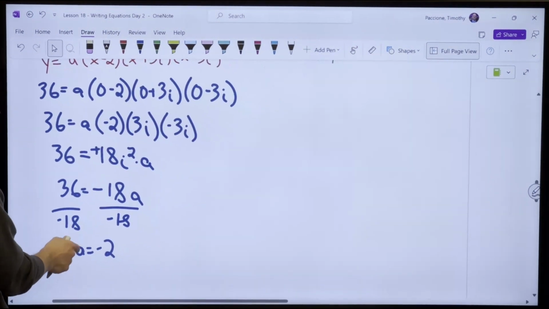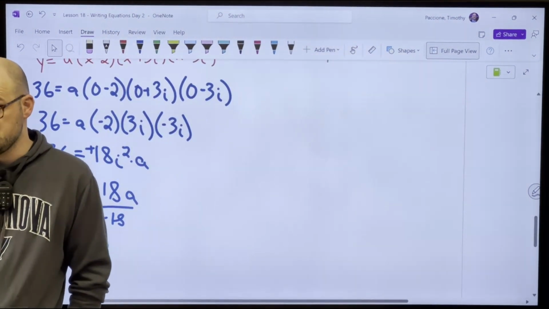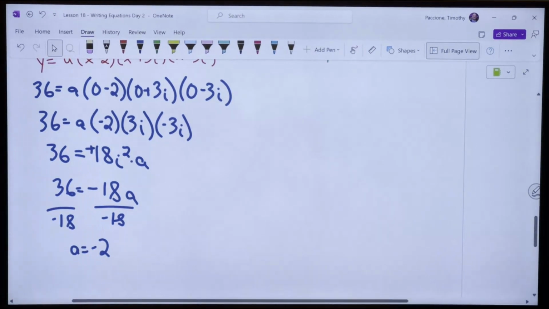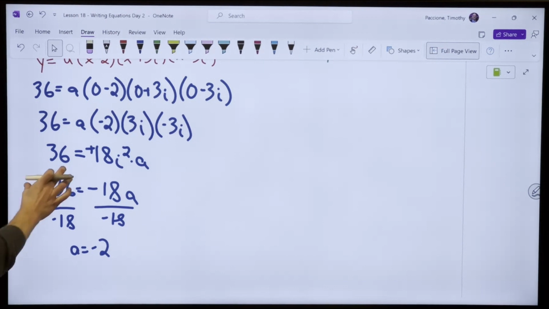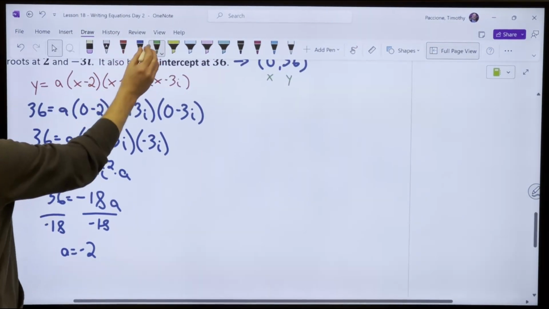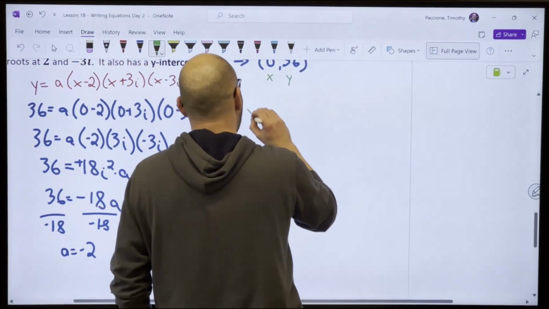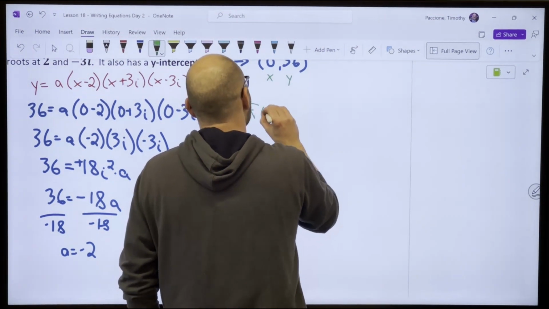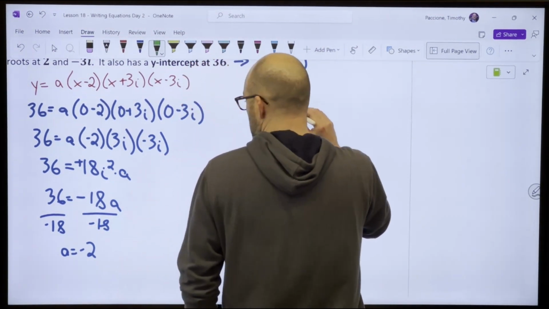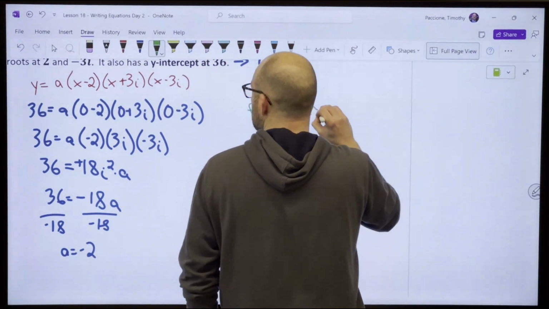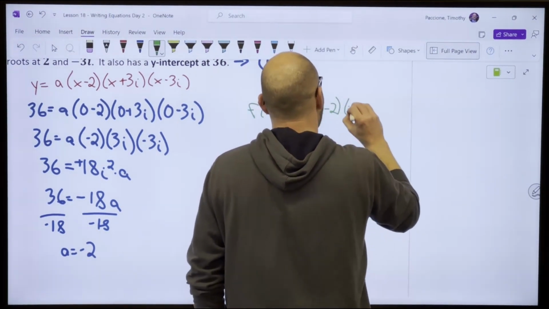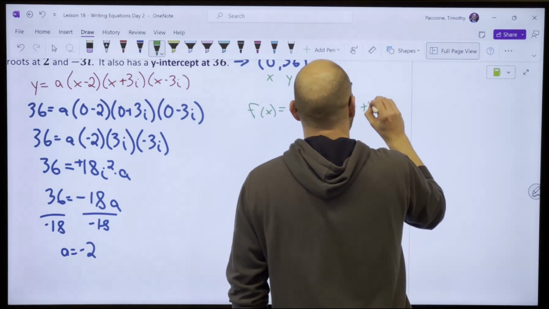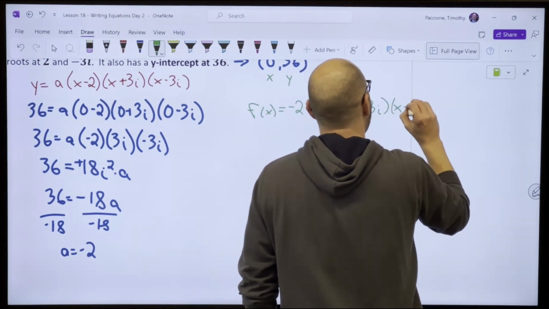Okay, so this is where mistake number 1 happens, where we do all this really good work and we feel really good and we move on to the next problem. I did not ask you to find a. That was not the problem. I wanted you to write an equation. In fact, I want you to write it in standard form. So let's keep going. Okay, now that I know my a, I write it again. I say, okay, f of x equals negative 2 times (x minus 2)(x plus 3i)(x minus 3i).